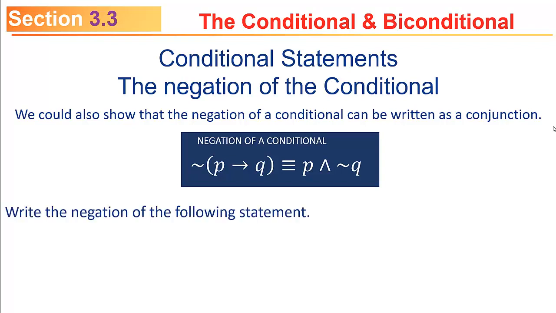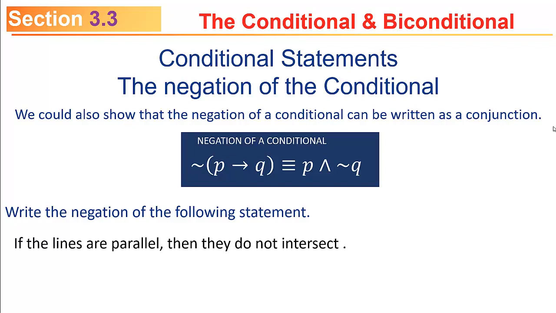An example: write the negation of the following statement. The statement is, if the lines are parallel, then they do not intersect. So the negation of that statement. The lines are parallel is like the P. The if-then is the right-pointing arrow. They do not intersect is like Q.